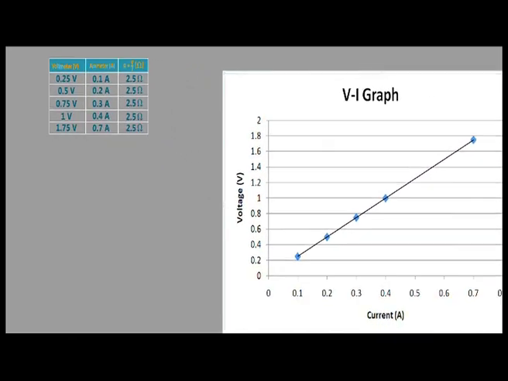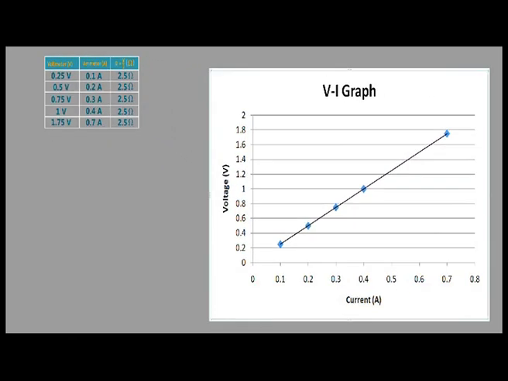So we are going to plot a graph, and the graph is as shown. As you can see clearly, along the y-axis we are taking voltage measured in volts, and along the x-axis we are taking current measured in amperes. And this graph is a VI graph. So we have 5 different plots, and when you join them, it is a straight line.